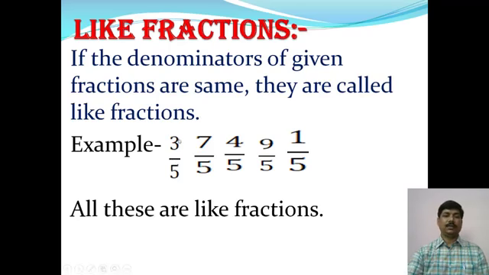For example, these are some fractions. As you see here, each fraction has a denominator 5. So all the denominators are the same in the group of fractions, so all these are like fractions. Now you can write some more examples of a group of like fractions, such as 1 upon 3, 4 upon 3, 7 upon 3, 5 upon 3. You can also give the example 1 by 7, 11 by 7, 9 by 7. These are groups of like fractions.